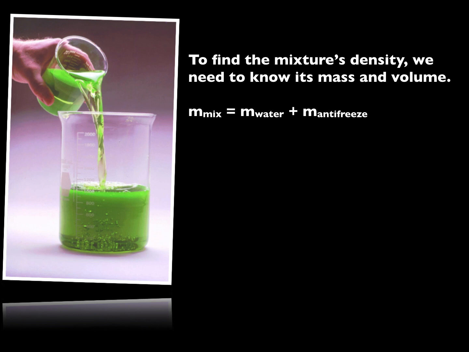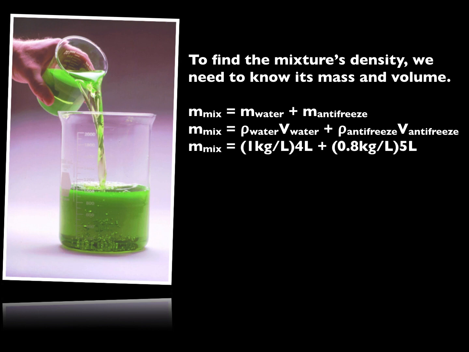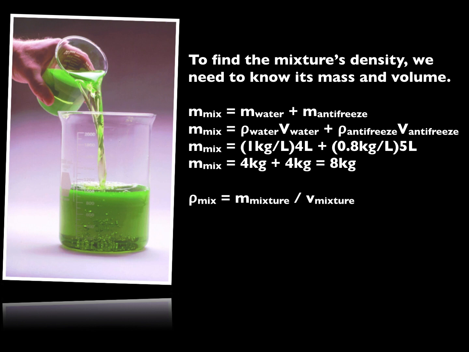To find the density of the mixture, we need to know the mixture's mass and volume. The mass of the mixture is simply the mass of water plus the mass of antifreeze. However, we don't know either. We know the volume of the mixture, but not its mass. So we can use the fact that mass is density times volume. Multiply the density of each fluid times the volume that's being used to find the whole mass of the mixture. Is about 8 kilograms. So now that we know the volume of the mixture is 9 liters and the mass of the mixture is 8 kilograms, we can find the density.